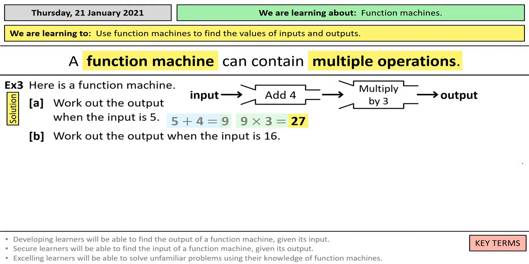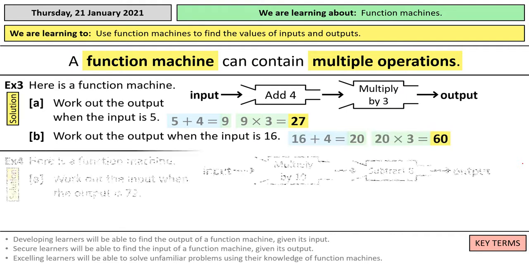So work out the output with the input 16. The same thing, we do our first operation, which is add on 4, giving us a value of 20. We then multiply by our second operation, which is multiply by 3, so 20 times 3, giving us an output of 60.